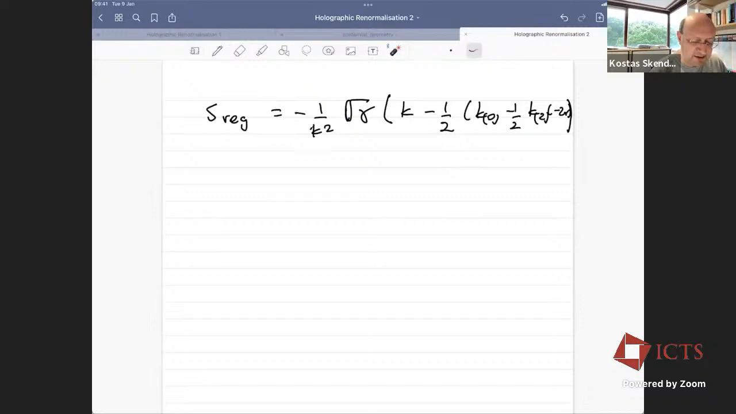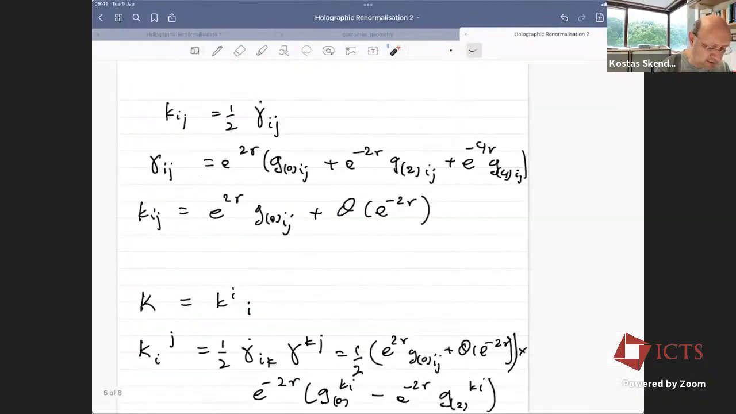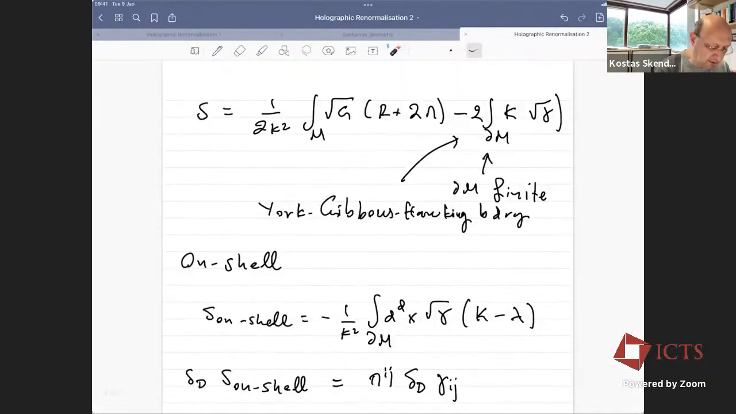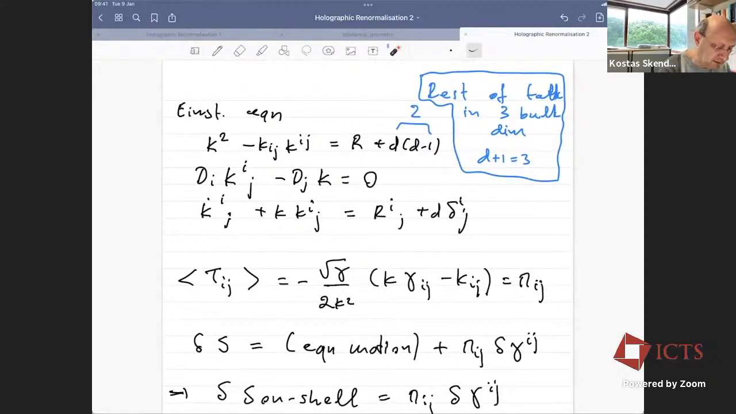So what remains to be done is to find a specific explicit formula for K2, and that we will do by now using the Einstein equations. In particular, we will use this equation here.